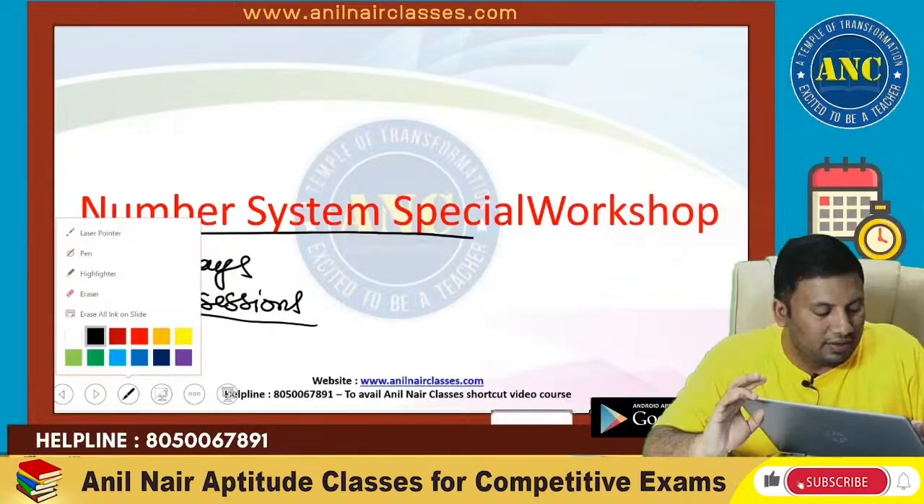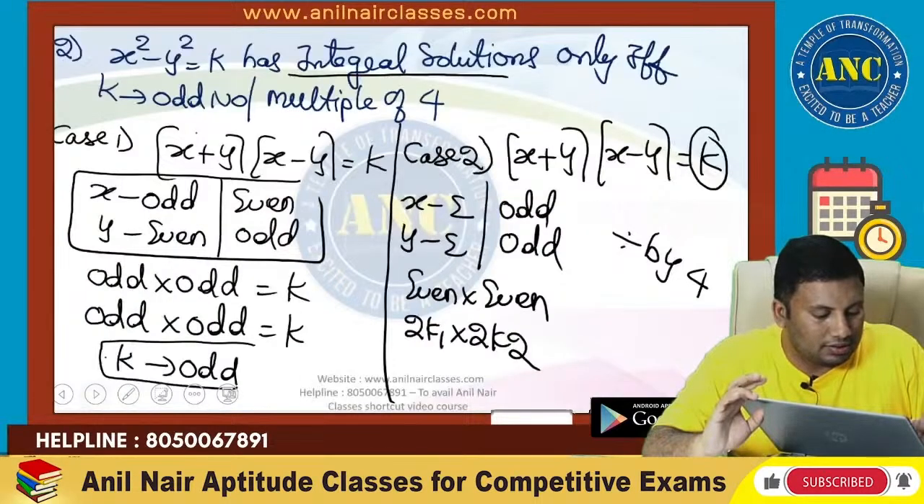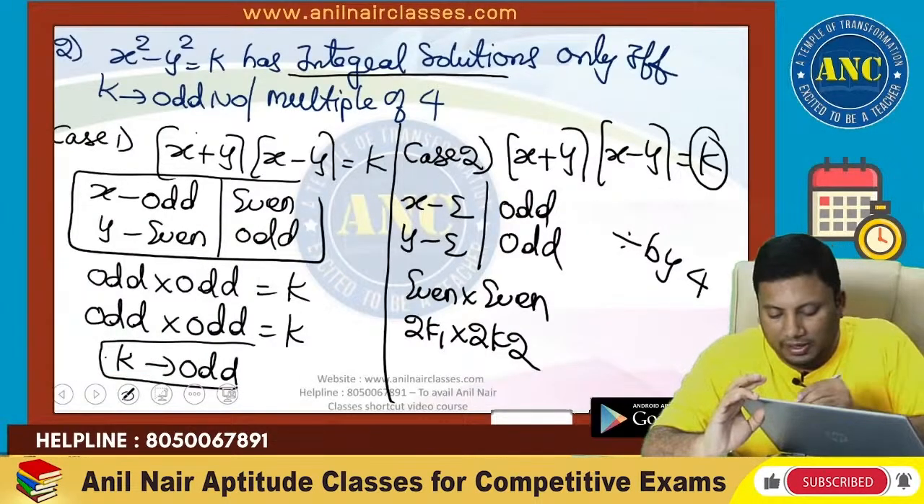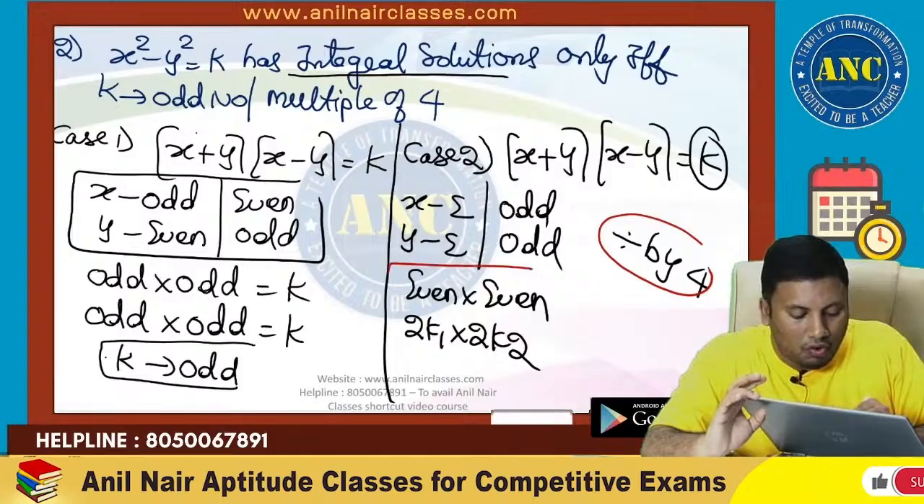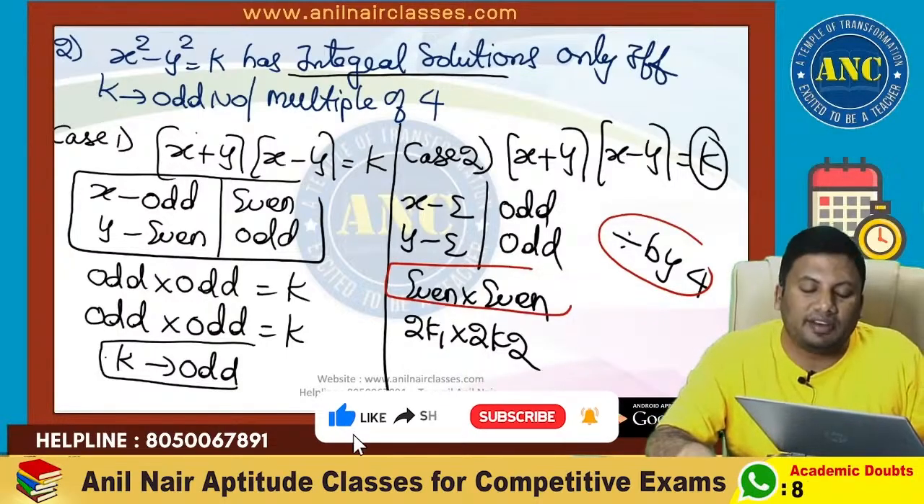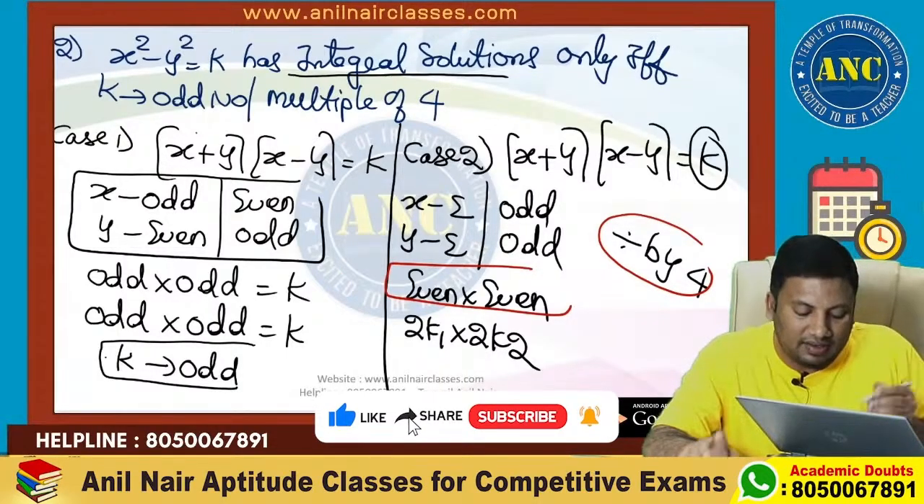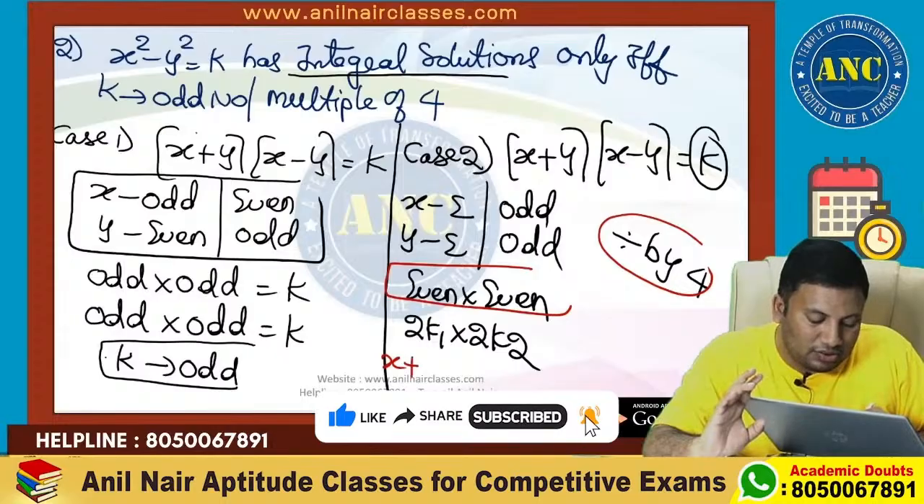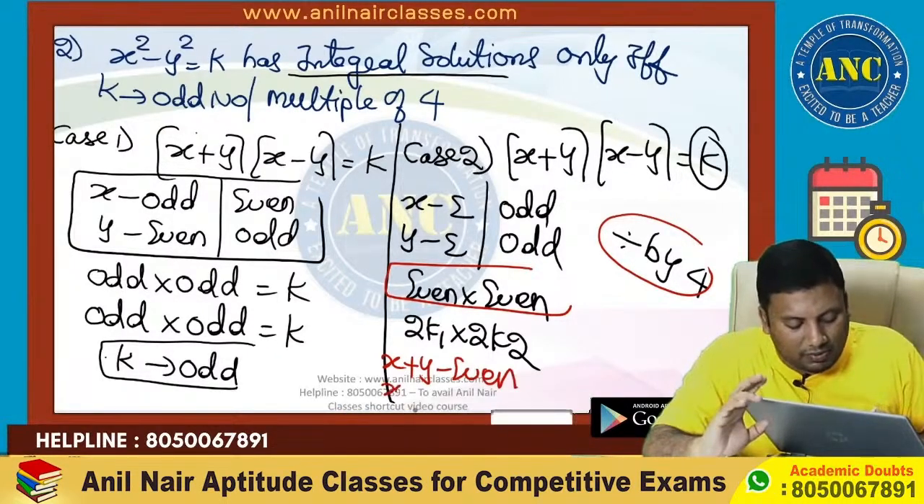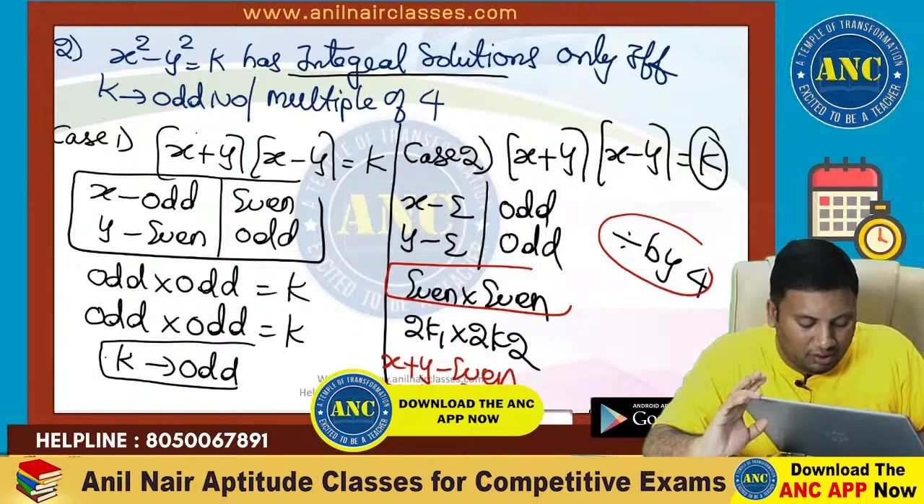The right hand side will be divisible by 4 only when x is even and y is even. If x is even, y is even, x plus y will be even. If x is even, y is even, x minus y will be even. I hope it is clear.